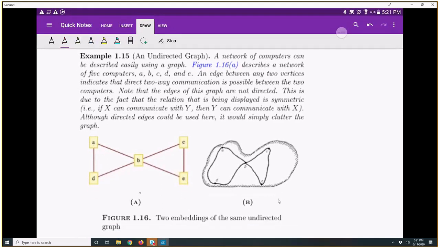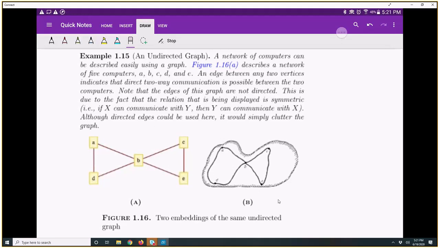So here's an example in figure 1.16a. Here's an example of an undirected graph. You can see I have vertices A, B, C, D, and E, and they're connected by edges, but it's not clearly indicated that any vertex is an initial or a terminal vertex of an edge. The edges are just there, so they don't have a direction. This is called an undirected graph.